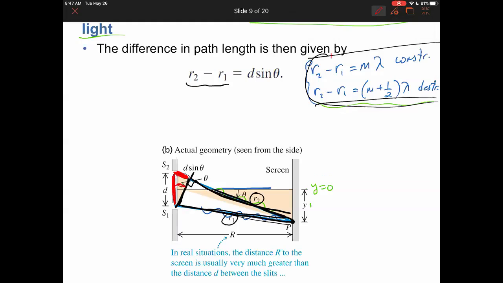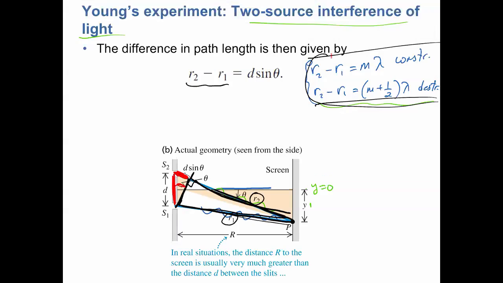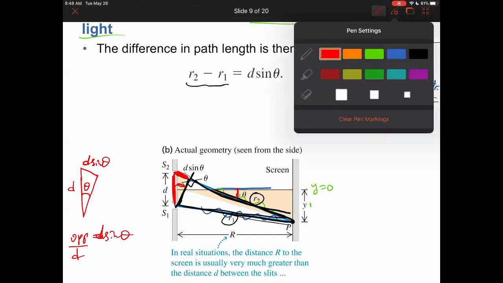Now, since this is d, and there's this angle here, the angle that this wave makes with respect to this axis, then this extra length that it has to travel is nothing but, as we construct this triangle, this is d, this is theta. So this is the opposite, so it becomes d sine of theta. Remember, opposite over hypotenuse equals sine of theta, so the opposite is d sine of theta. All right, that's basically what we're doing.